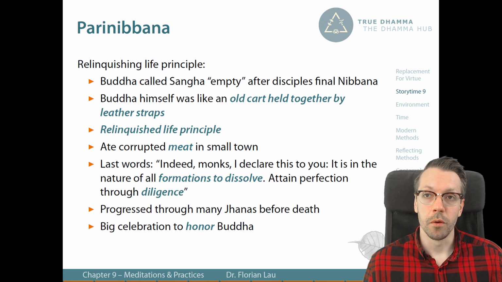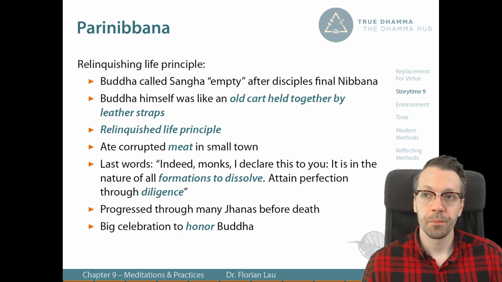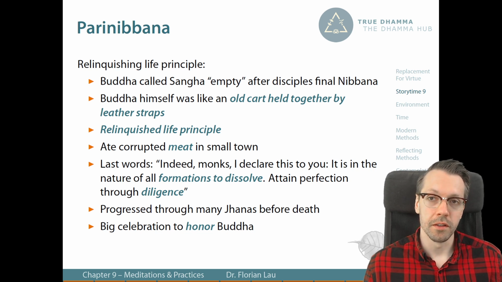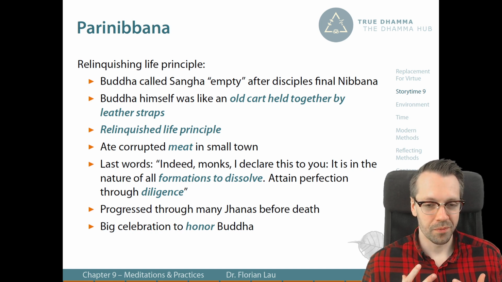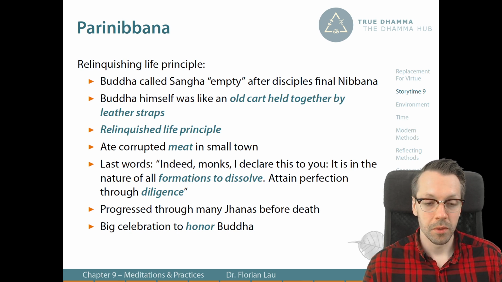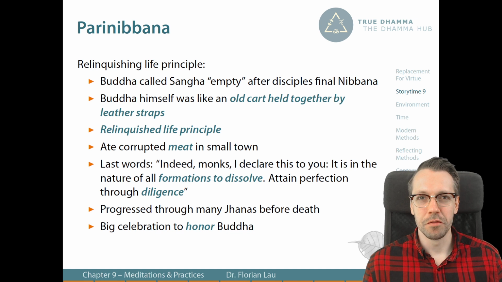And then came the time of the Parinibbana, when the Buddha actually started to relinquish the life principle. And the Buddha called the Sangha at that time empty after the chief disciples, namely Sariputta and Moggallana, died. He compared his body with an old cart which is just held together by leather straps, because he went through a lot of torture during his striving for full liberation of mind, and that obviously took a toll on his body. He was, as an example, frequently plagued by very strong back aches. Well, he was enlightened, so it was not too bad for him, but his body had to be taken care of, even if he did not suffer from it.